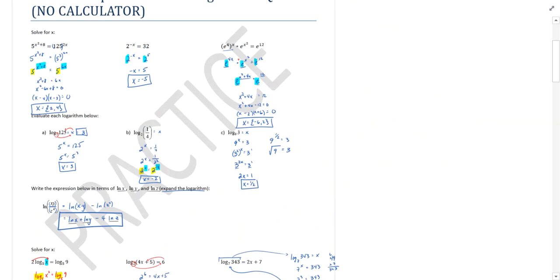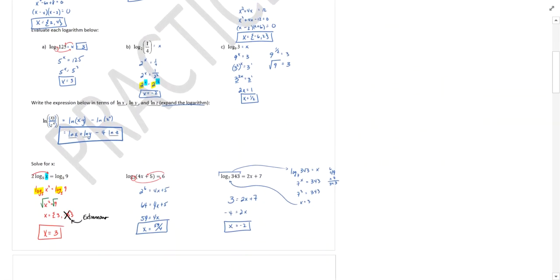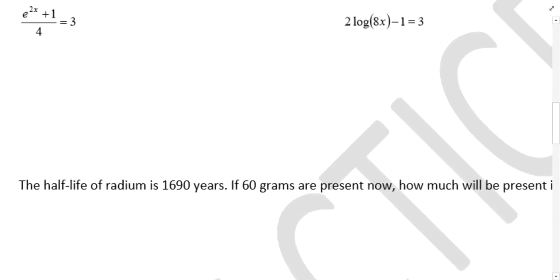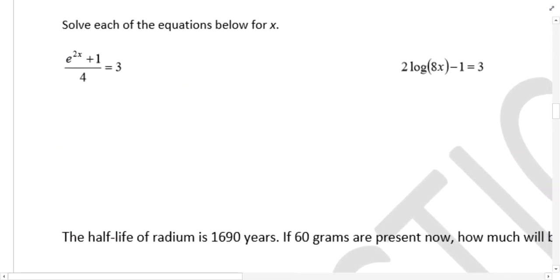So here again, this whole front page, this first page of the quiz, should have been done without a calculator. Let's see what happens if we do use a calculator, what that's going to look like. Well, what I would do is try to get this exponential expression by itself. So I'll multiply both sides by 4 and then subtract 1. And that's going to leave me with e to the 2x power equals 11.